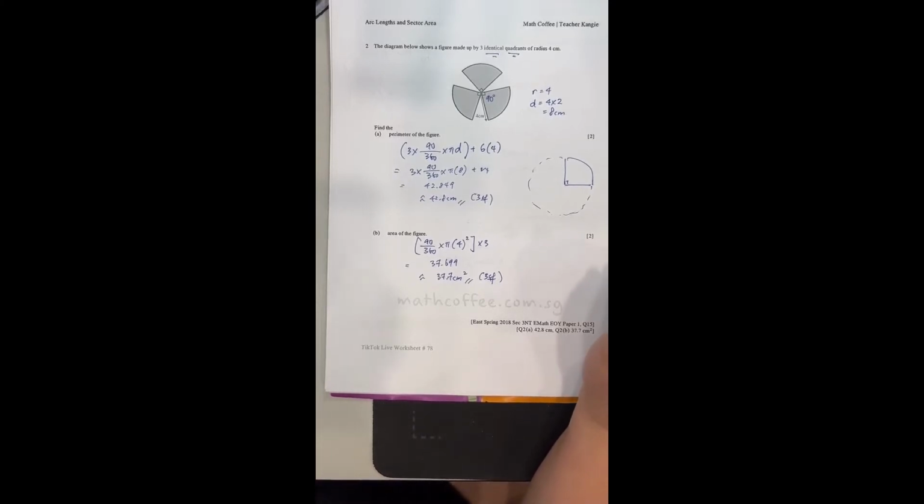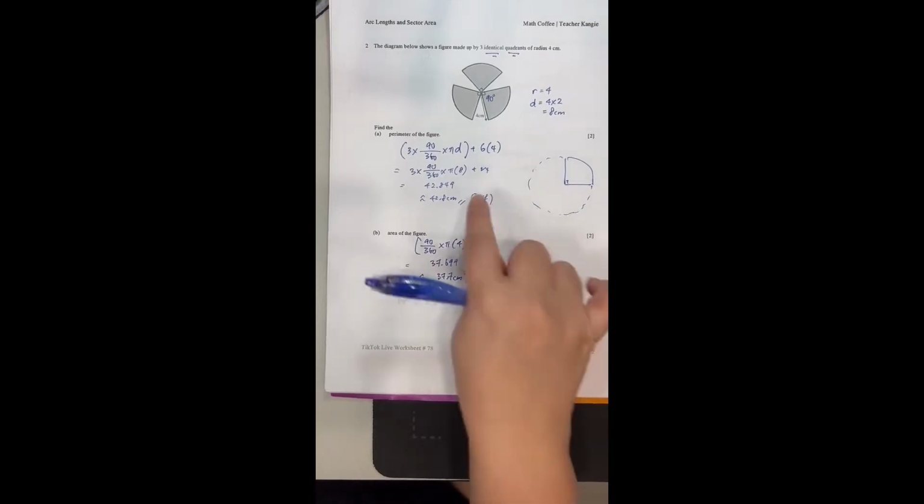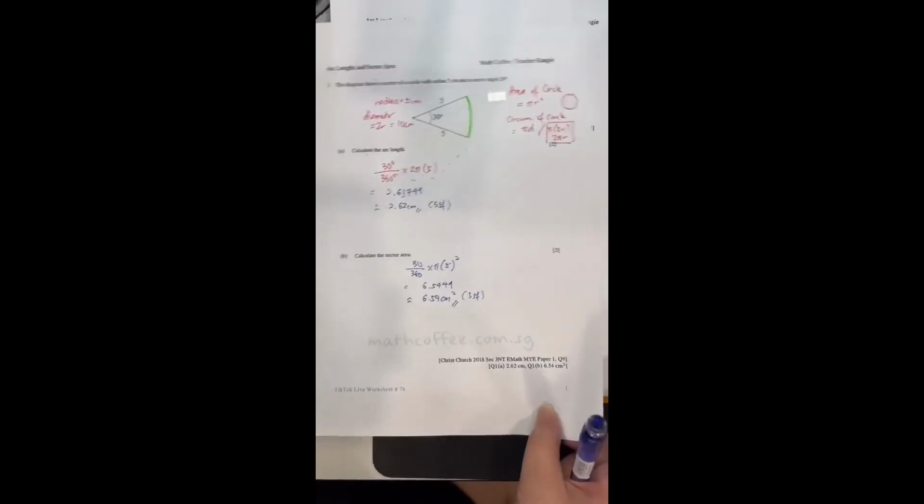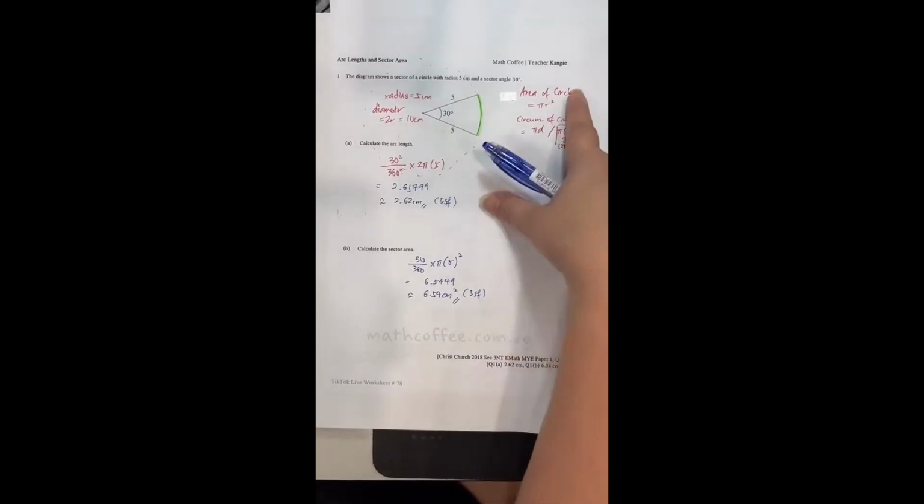Pi d, pi times diameter, is because this is finding the circumference. So you see, just now I said the formula. So you need to take down these two formulas.